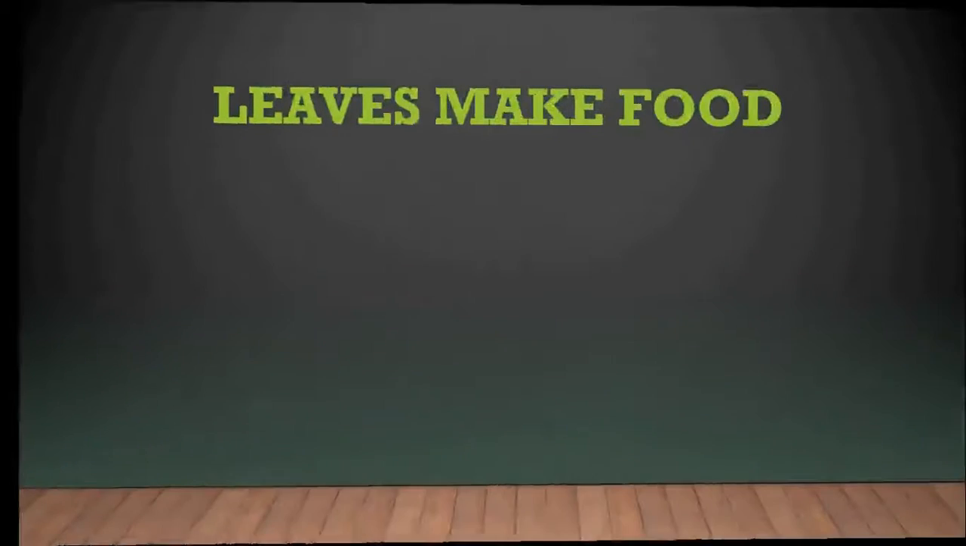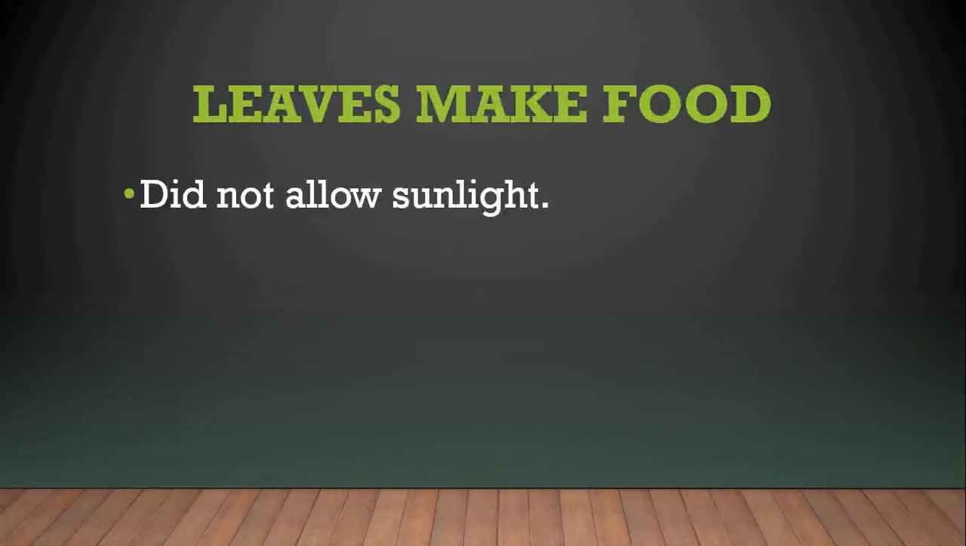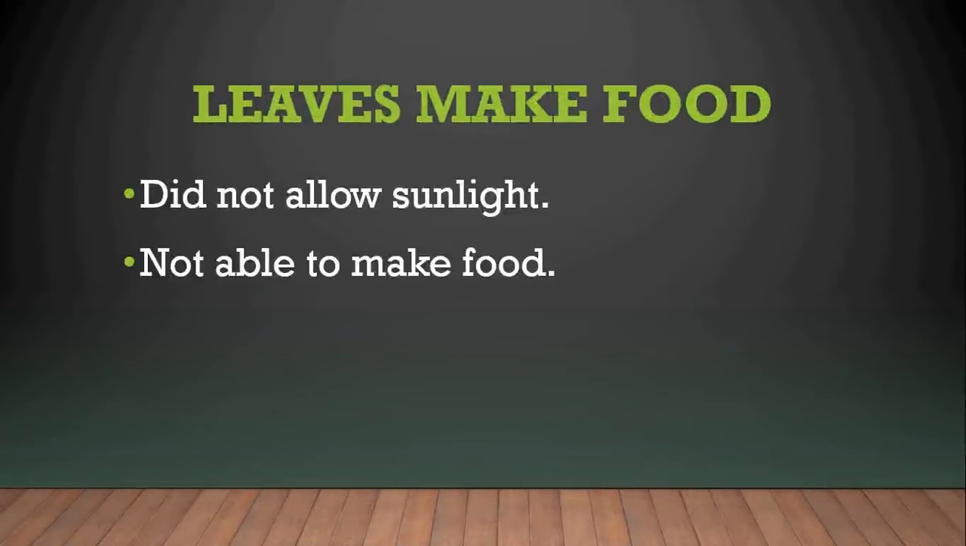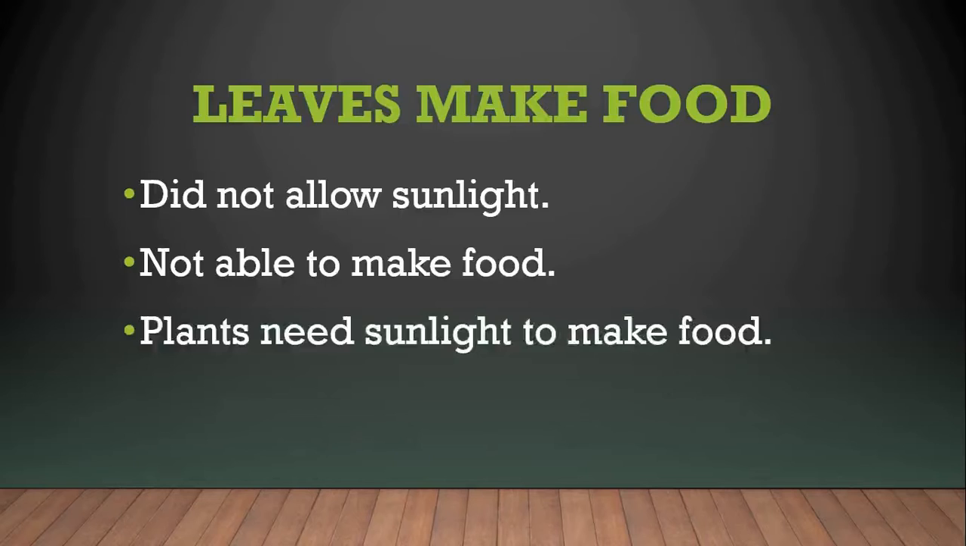The black paper did not allow sunlight to reach the leaf. Therefore, it was not able to make any food. So, the conclusion of the experiment shows that plants need sunlight to make food in leaves. Okay?